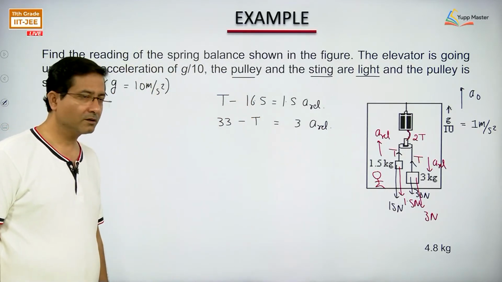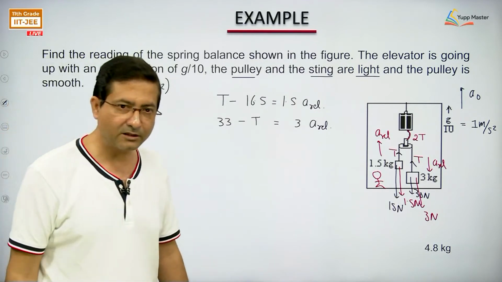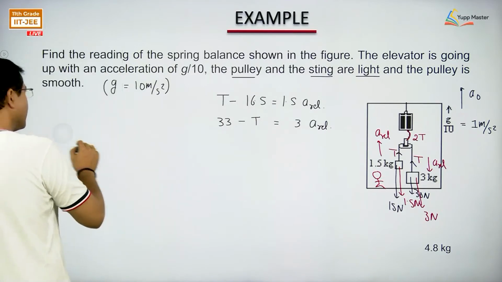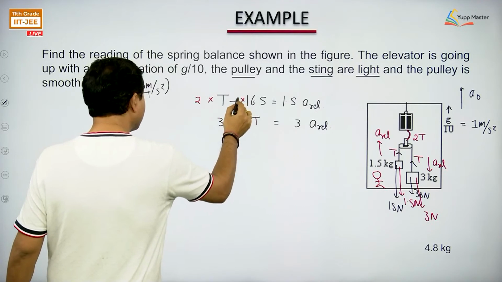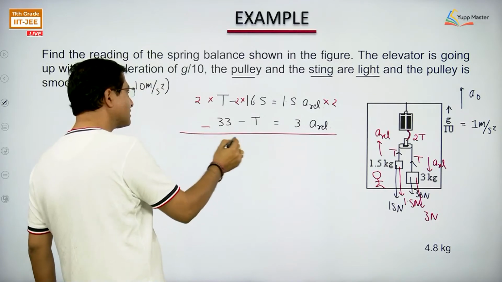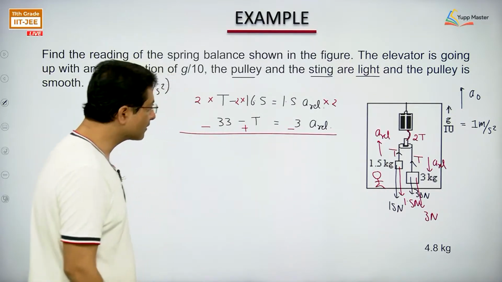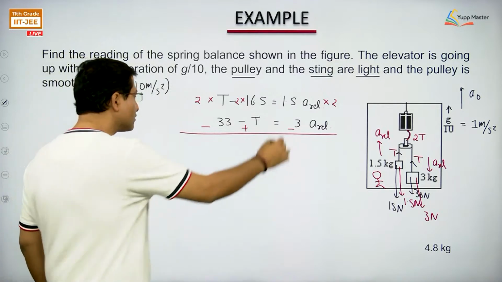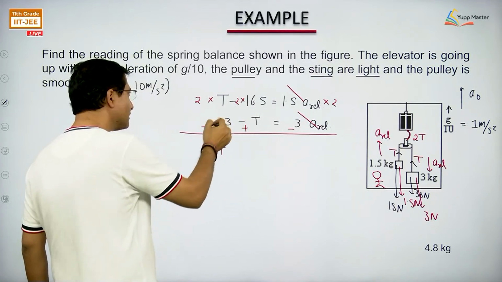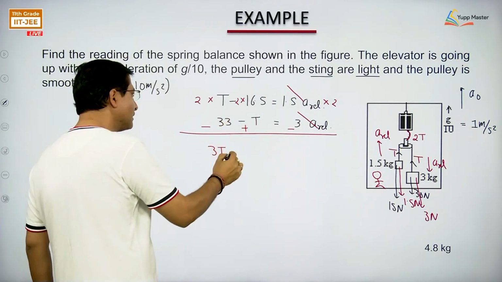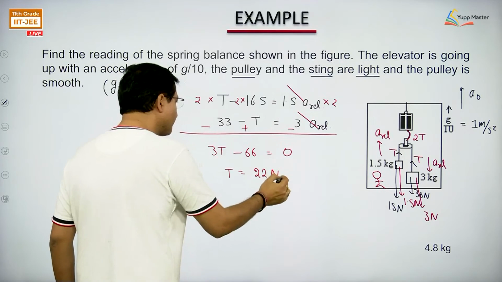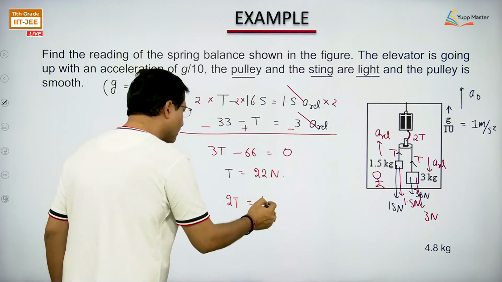I want T, the tension. So I can multiply the first equation by 2, and subtract these two. So minus plus minus, right? If I subtract, these two get cancelled out, and on this side we have 3T. Then look at this one, this is 33, this is 33, minus 66 is equal to 0, that means T is equal to 22 Newton, and I require 2T. 2T will be 44 Newton.